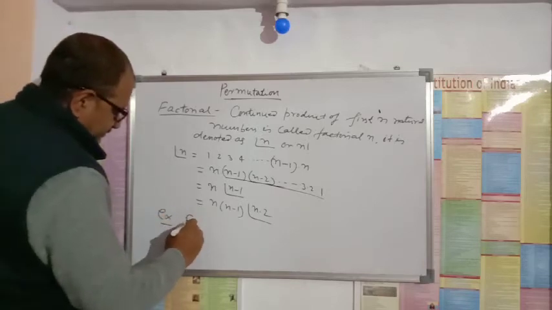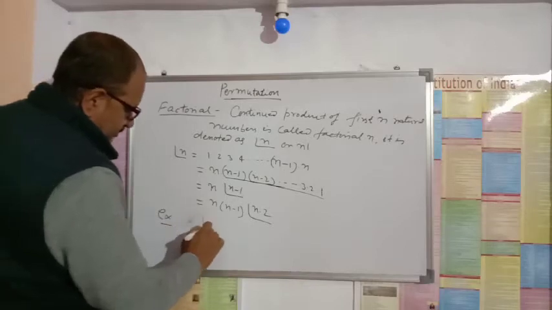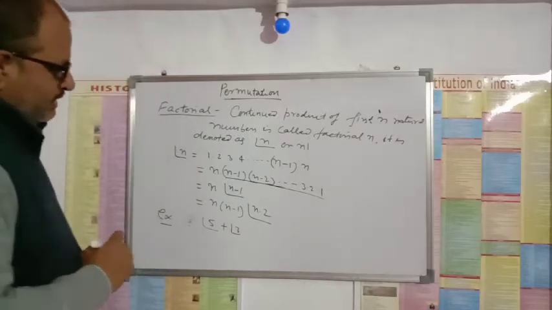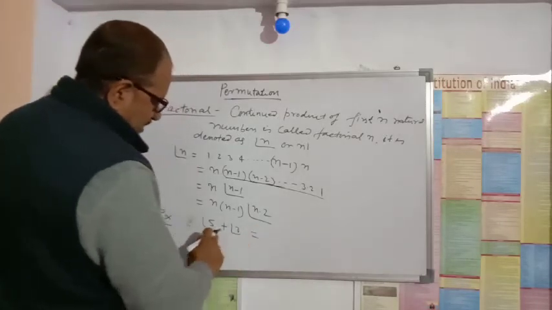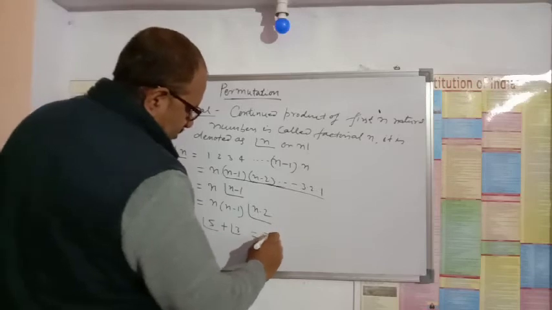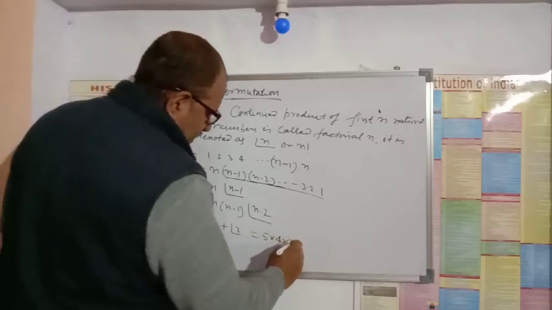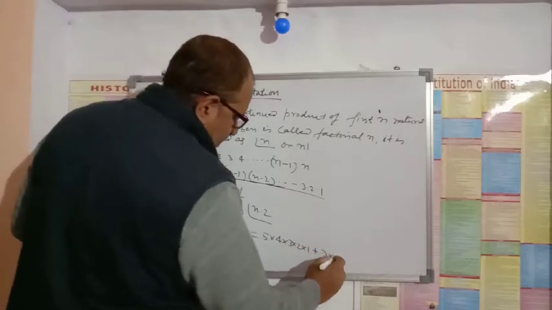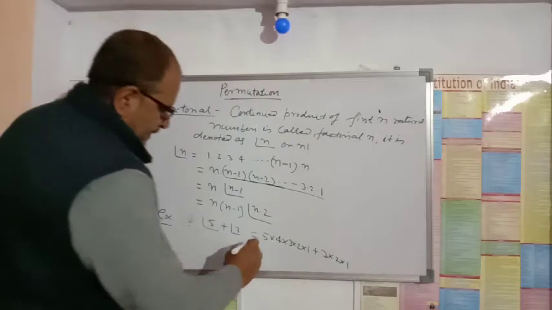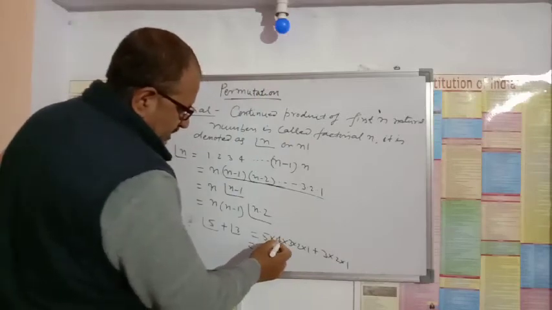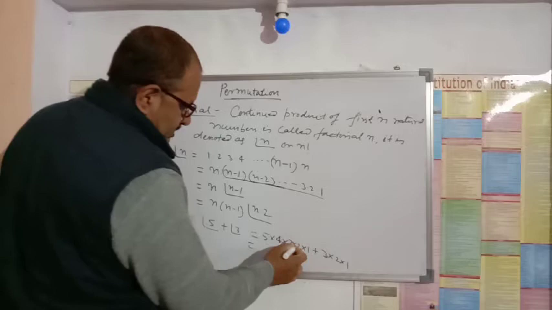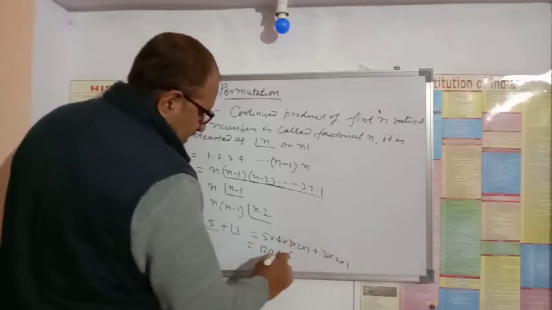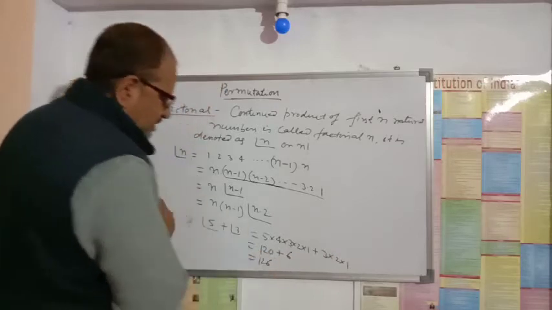Suppose we have to find the value of factorial 5 plus factorial 3. So how we can write factorial 5? 5 into 4 into 3 into 2 into 1, and factorial 3 is 3 into 2 into 1. Multiplied, 5 4 are 20, 20 into 3, 60 into 2, 120, and 3 2 are 6, 126.